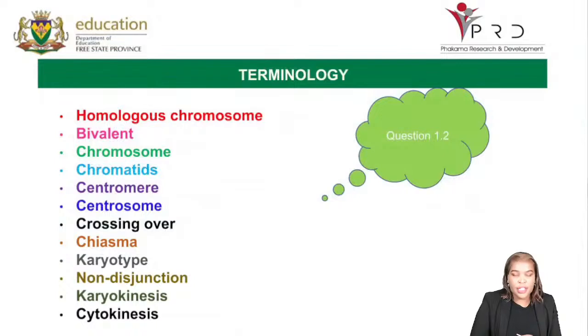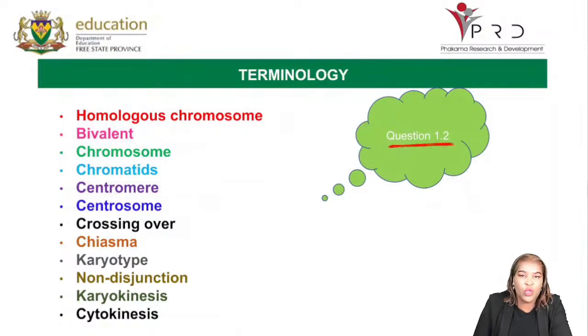So let us get into the terminology. Like we've said previously, all these topics in life sciences have deep terminology that you need to understand. If you do not understand this terminology, you render yourself liable to failing some of the easiest questions. On your question paper, question number 1.2 is terminology. You must ensure that you know your terms. So let us take a look at some of the terminology that you use when you are dealing with the topic of meiosis. Make sure that you know these terms by tomorrow.